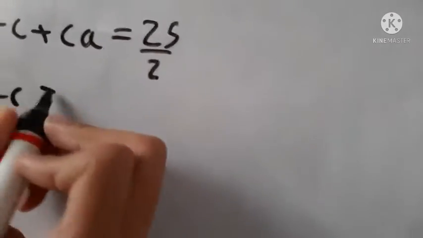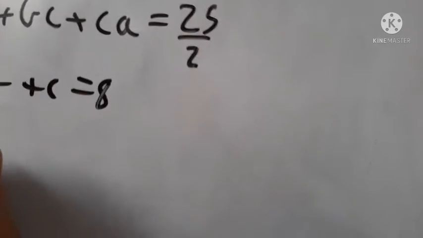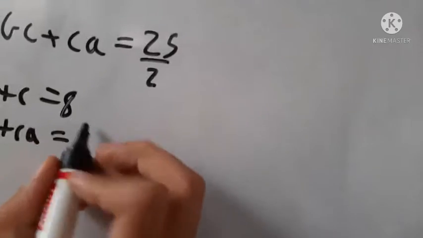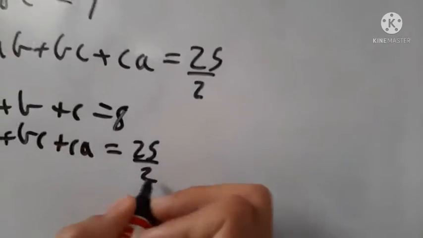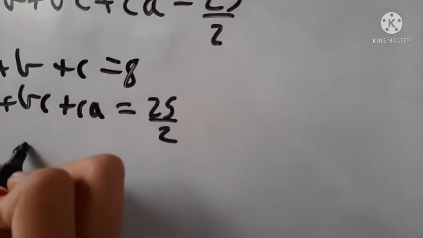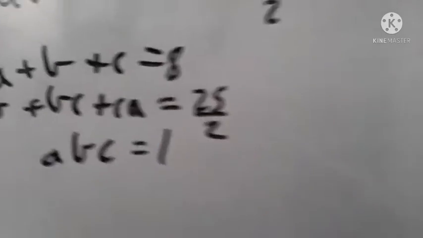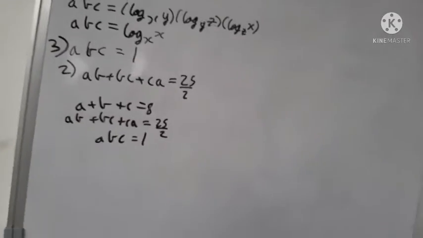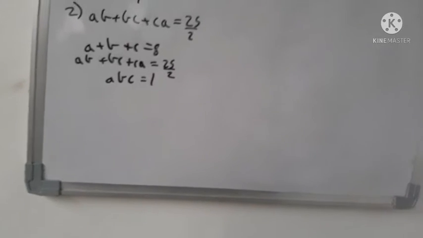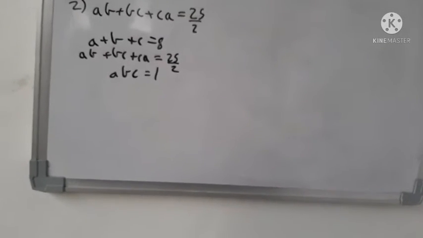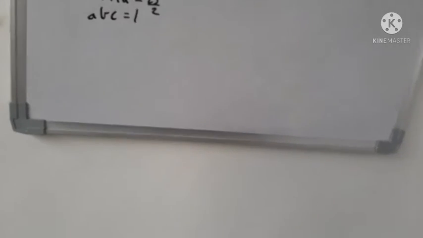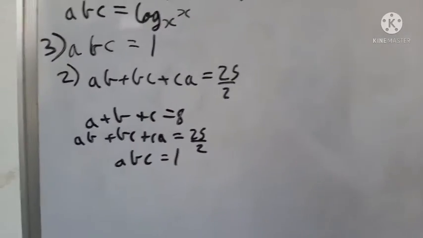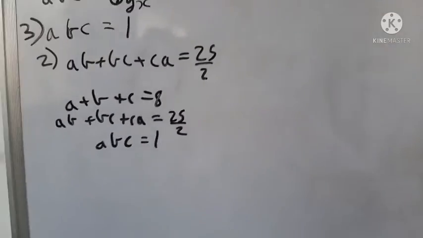A plus B plus C is 8. AB plus BC plus CA is 25/2. ABC is 1. Well, that looks familiar. So that's in a cubic form, right? That's in the form of a cubic. Yeah, that's a cubic. So I'm just going to remind you the forms of cubics.